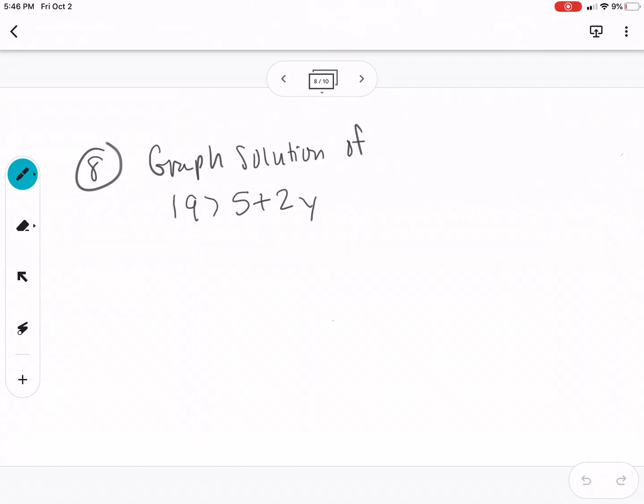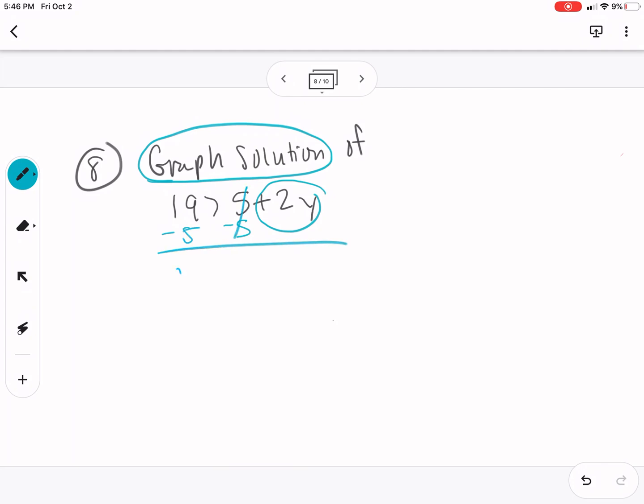Here we have another inequality problem, so I'm going to solve for y, but here our final answer is going to be our graph. So 2 and y are stuck. I'm going to get rid of my 5 first. So I get 14 is greater than positive 2y. Now I can divide by 2. We're dividing by a positive 2, so for now my symbol stays the same. I get 7 is greater than y.